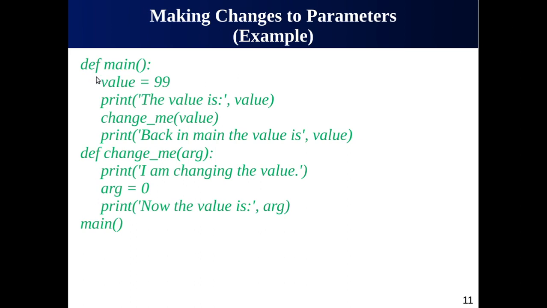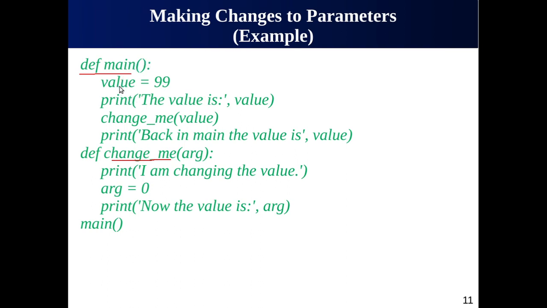Here is an example. In this program, we have two functions, main and changeMe. By the way, I talked about the main function in the previous lecture, that it is not actually a special function as in C or C++. You can give it any name, but to make things familiar for programmers who are switching from C or C++ to Python, I gave it the name main. You can give it any user-defined name as long as it follows the rules of naming variables.